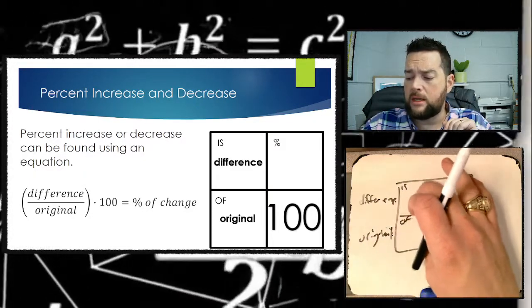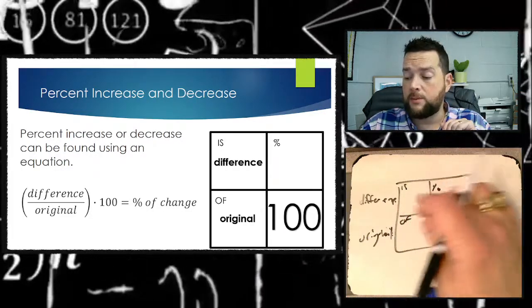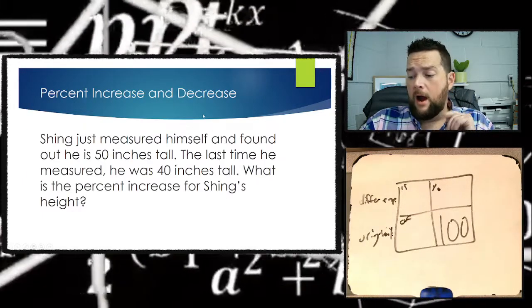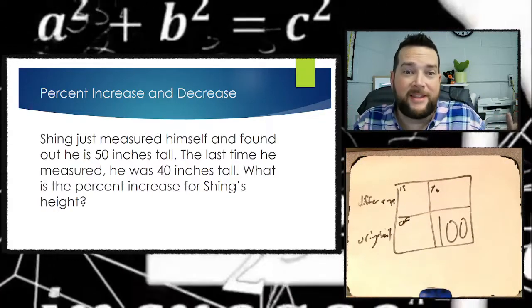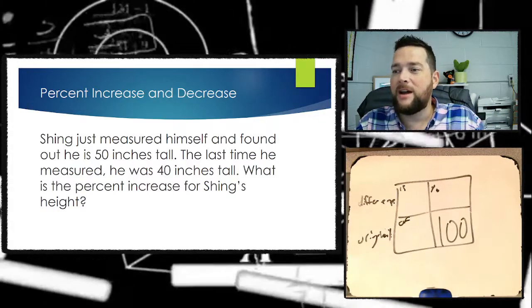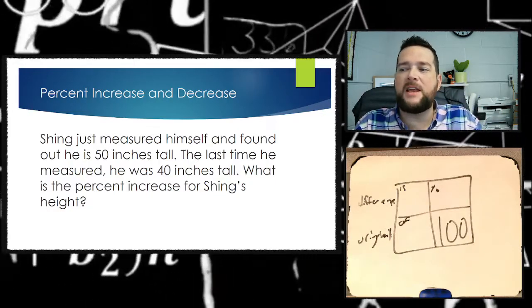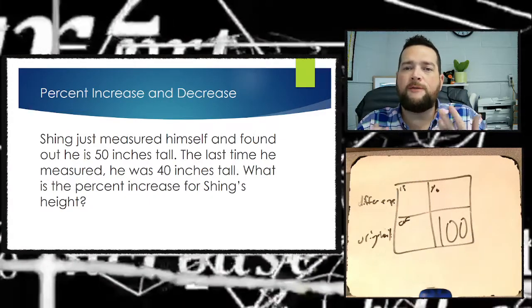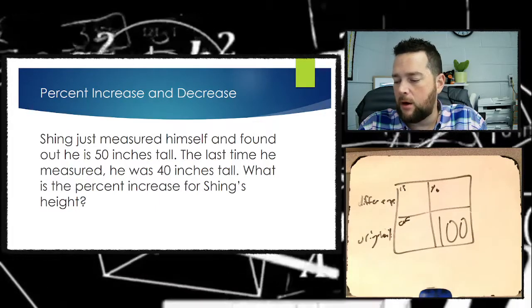By the way, once you get the two boxes filled in, all you have to do to solve it is cross multiply and divide, or multiply the numbers diagonally from each other and then divide by the third number. So let's go ahead and look at this one. Shing just measured himself. This is the exact problem I just gave you. His name's Shing rather than Mary, but here we go. Just measured himself and found out that he's 50 inches tall. The last time he measured, he was 40 inches tall. What's the percent increase for Shing's height?